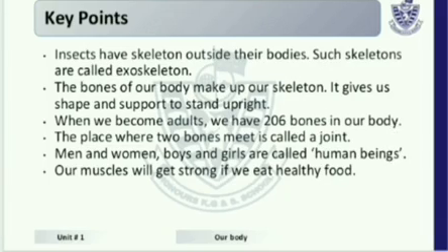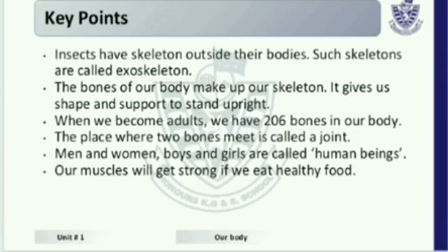Students, there are some interesting facts in the lesson. Let's explore them. Insects have skeleton outside their body. Such skeletons are called exoskeleton. The bones of our body make up our skeleton. It gives us shape and support to stand upright. When we become adult, we have 206 bones in our body.